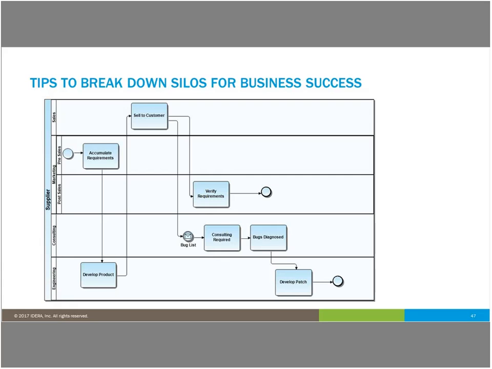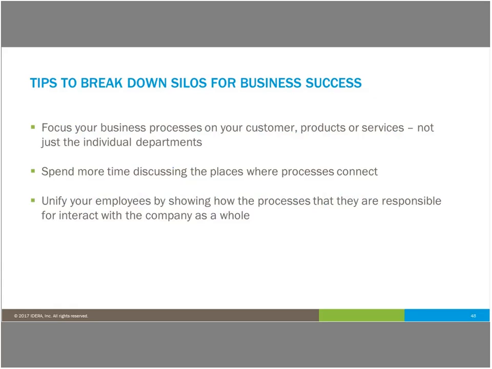An additional tip to break down silos is to unify your employees by showing how the processes that they're responsible for interact with the company as a whole. Because if your employees can understand that the individual work I'm doing goes to achieve this goal for the organization, it does give them more pride. It lets them know that they're fitting into the organization, that they have a purpose, and they understand the handoff points, and they understand what's trying to happen amongst the different teams.